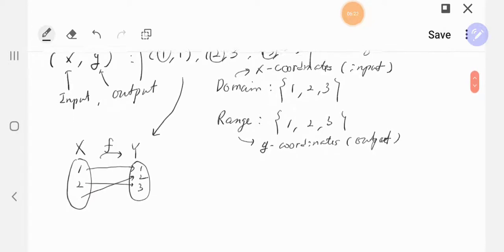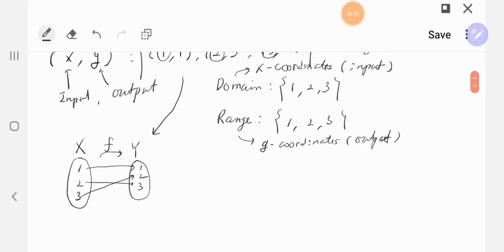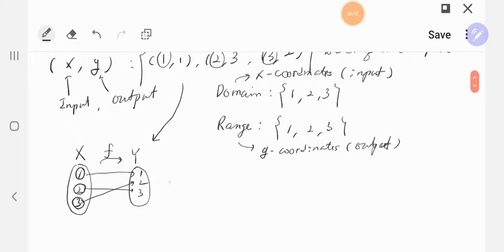Then let's check each input. Input 1 has only one output, 1. Input 2 has only one output, 3. And input 3 has only one output, 2. So for each input, there is exactly one output. So this is a function.